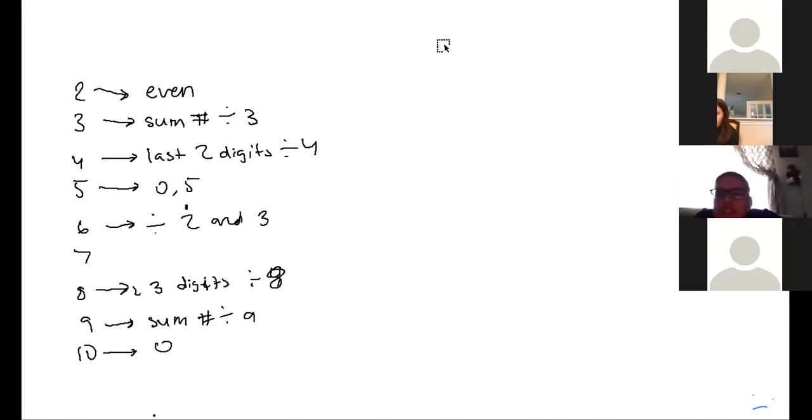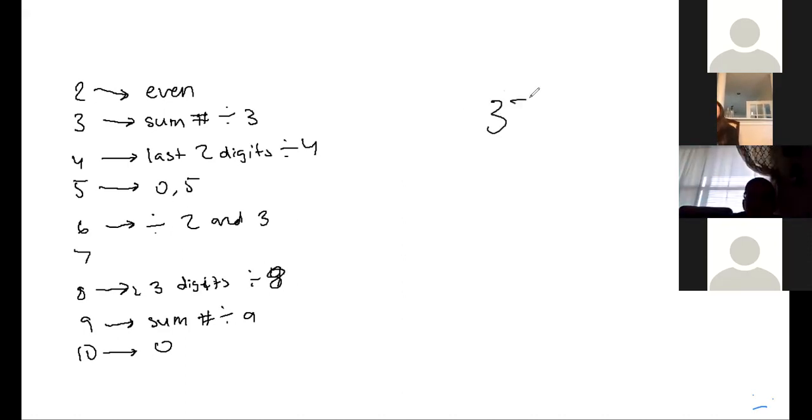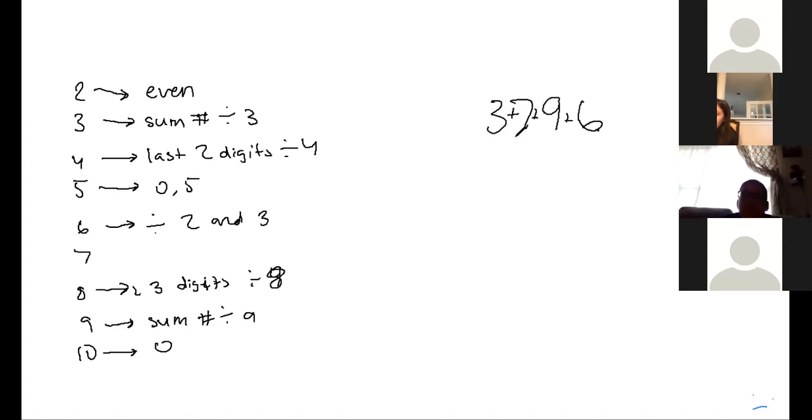Wait, when you say the sum of the number, do you mean I have to add it to something? No. So let's say you have the number 3,796, and you want to know if that's divisible by 3. You add all of these: 3 plus 7 is 10, plus 9 is 19, plus 6 is 25. Is 25 divisible by 3, as a whole number? Will you get a whole number?